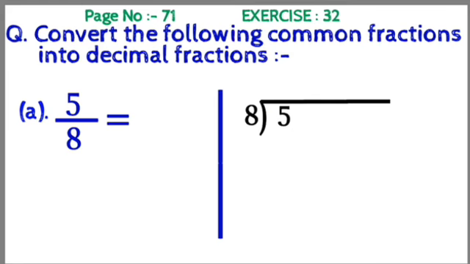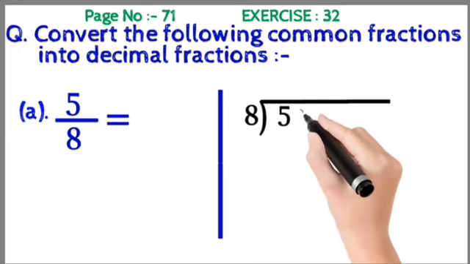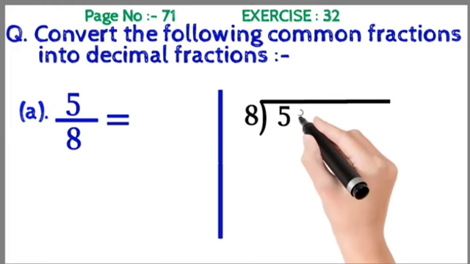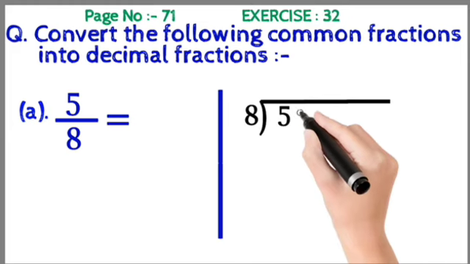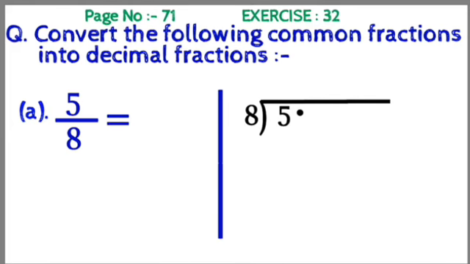So in this case we are going to write a decimal point at the right side of the dividend, that is 5. And not only for the dividend, we need one decimal point for the quotient also. Why am I writing this decimal point? Because this 5 is smaller than the divisor 8. If I write the decimal point, I can insert some zeros.